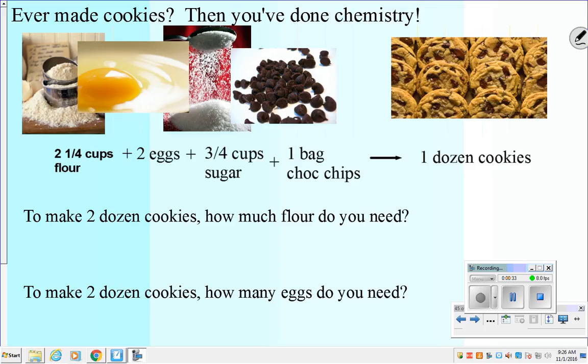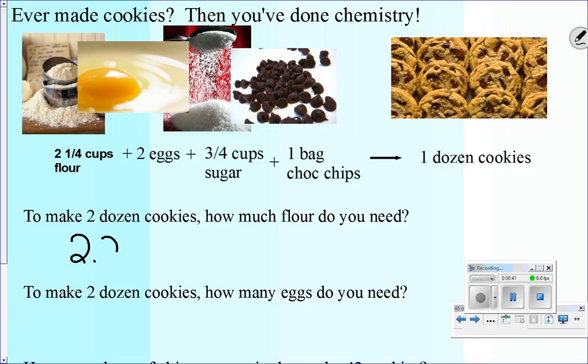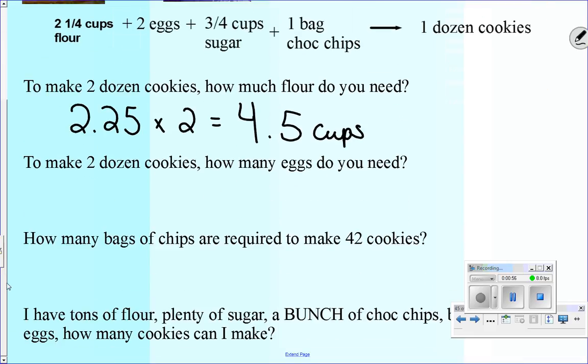In order to make 2 dozen cookies, so if we wanted to do twice what we have written up there, we would be doubling the amount of flour. Our recipe calls for 2 1/4 cups of flour. We'd be multiplying that by 2, and that would be 4.5 cups of flour. If we wanted to bake 2 dozen cookies, so again, we're doubling that recipe, we would double everything in it. So usually we use 2 eggs, and we would multiply that by 2, for a total of 4 eggs. So if we want to double our product, we just double the amount going in.